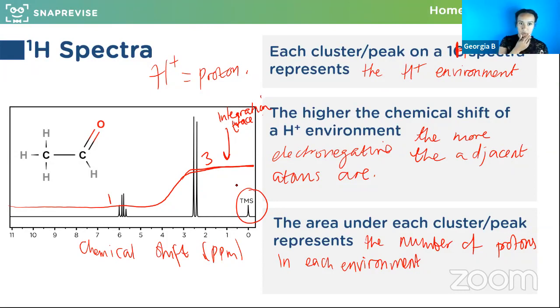How do we know that the TMS peak has 12 protons? You don't need to analyze the TMS peak. The person who said that is just realizing that TMS stands for tetramethylsilane. So if there are 4 methyl groups, then that must be 12 hydrogens. But all you need to know about the TMS peak is that it's the reference peak. It's the peak that sets the chemical shift to 0. You don't need to analyze it at all.